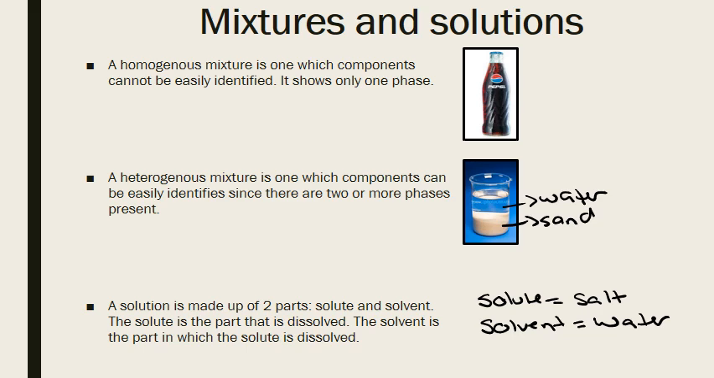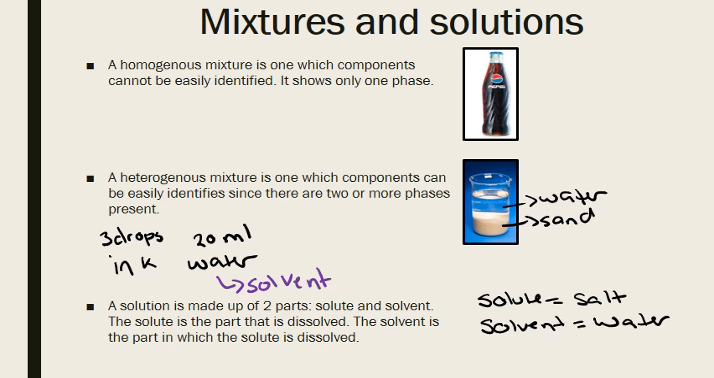If we have two liquids, for example ink and water, the one that we put in lesser quantity is the solute, and the one that we put in more quantity will be the solvent. For example, here we have 3 drops of ink and 20 ml of water. 20 ml is much more than 3 drops, so that will be the solvent. Because the ink is in lesser amounts, this will be the solute.